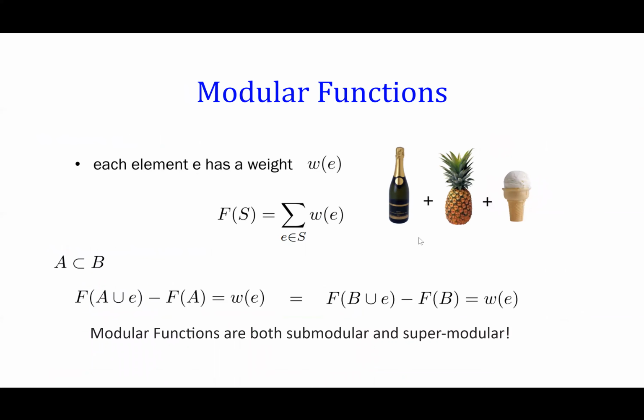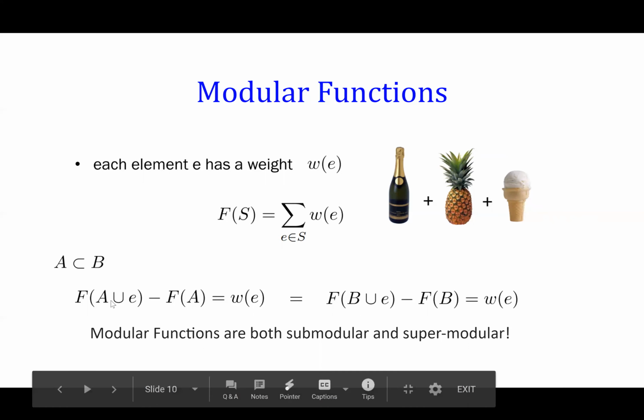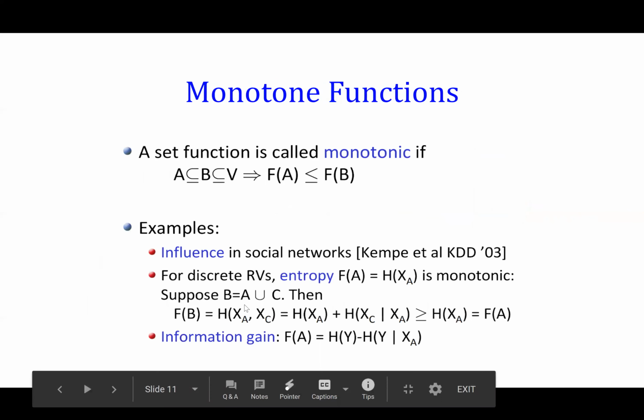A special class of submodular functions are the so-called modular functions. Modular functions are functions where the cost associated with the set is additive across the elements of the set. From a diminishing returns perspective, the gain of adding element e is independent of the set, whether you have a subset or the superset. The gain is always w_e, which is the weight or the cost of the element e.